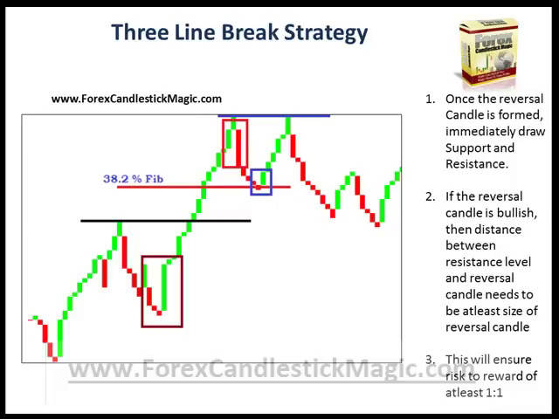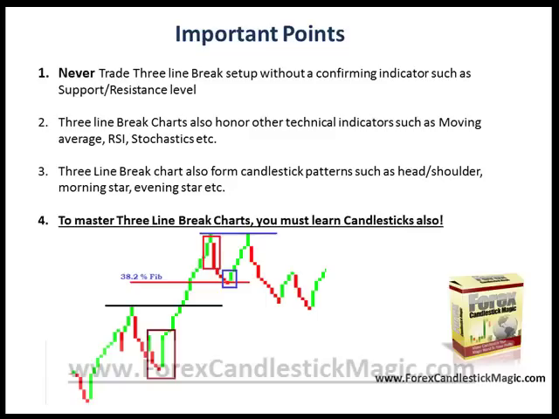So far so good. So now let's look at some important points. The important point is, never trade 3-line break without a confirming indicator as a support or resistance level. Now if you look here, if you don't draw a support or resistance level, you don't know how far the trade is going to continue, and you may end up even having a loss. So it's always important to have a confirming level.